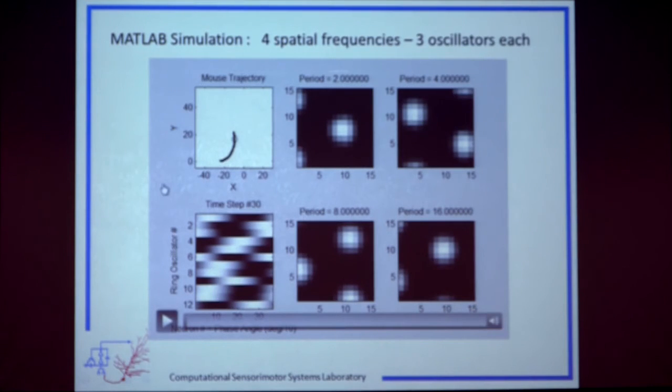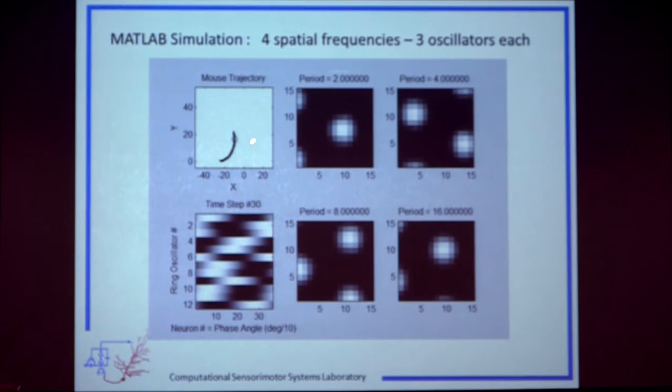So what you're going to see here, this is kind of framed in the middle here. So I have 4 spatial frequencies. Each spatial frequency requires 3 oscillators. So here are the 4 spatial frequencies, and I'll explain that in a second. So there are 12 oscillators here, and they're ring oscillators. And here I have kind of a Gaussian bump that rotates around. So when we see it run, you'll see these bands move back and forth.